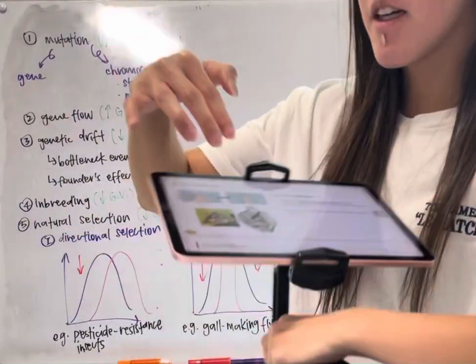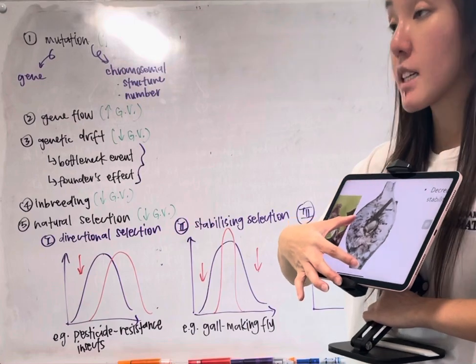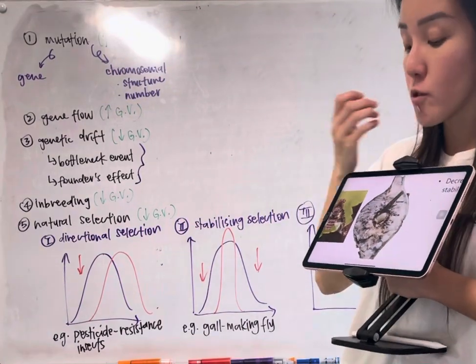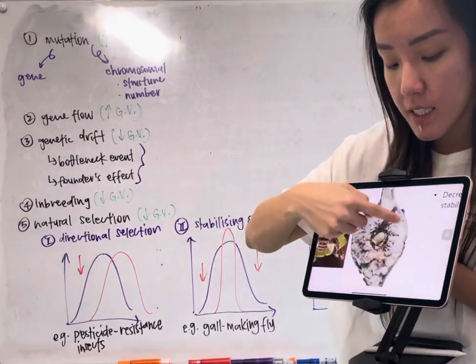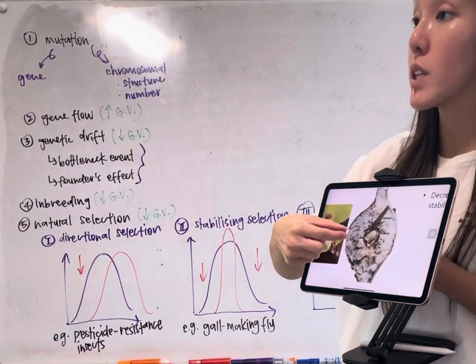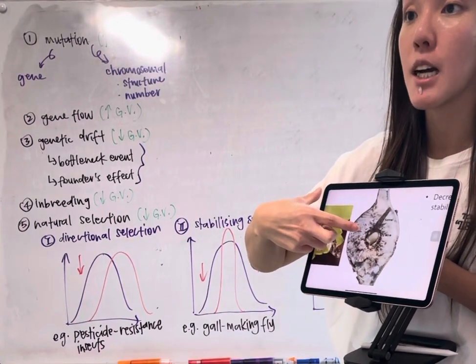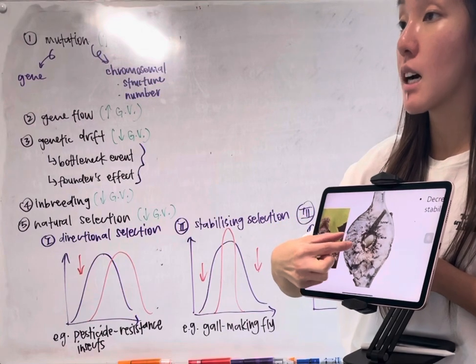So what is the gall-making fly? Just to give you context, I'll be sending this summary slide again for those who don't have. So the gall-making fly, this is actually the gall. The larva is actually within. So we have large galls, that means the diameter. We also have intermediate sized galls and small galls.